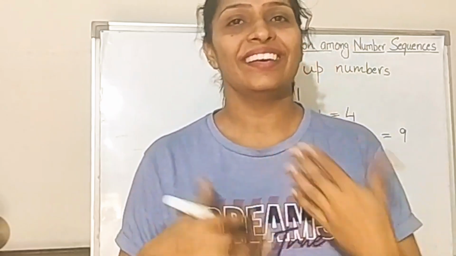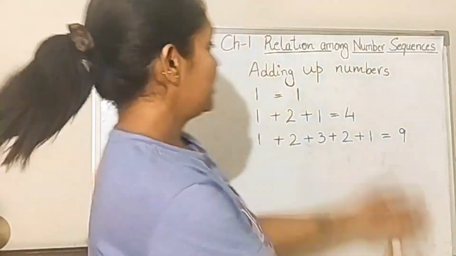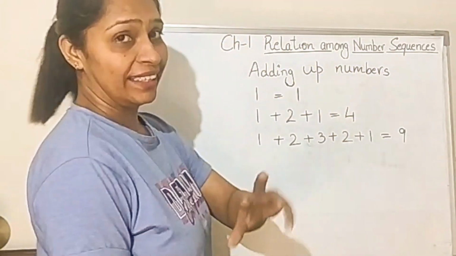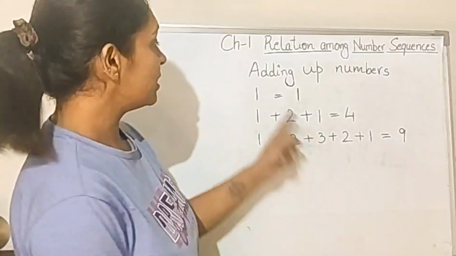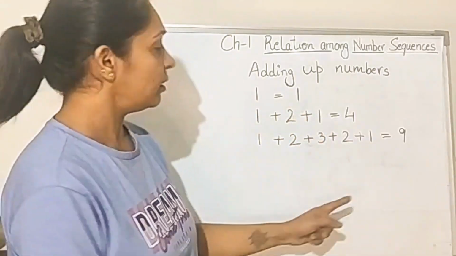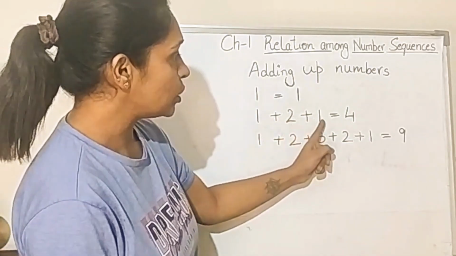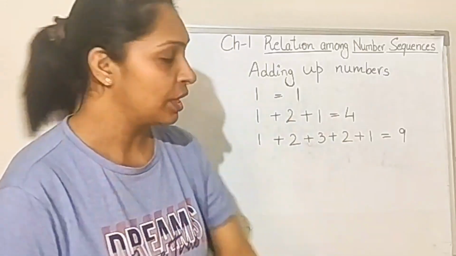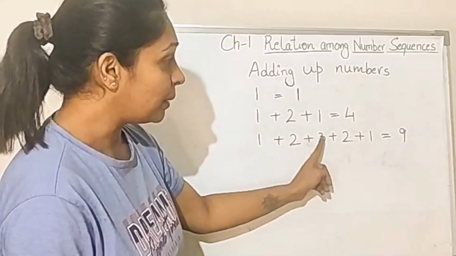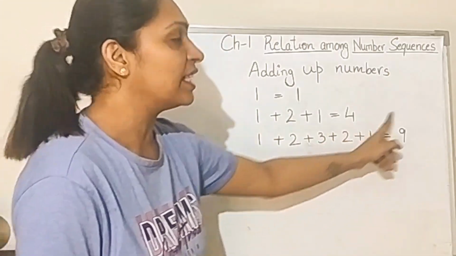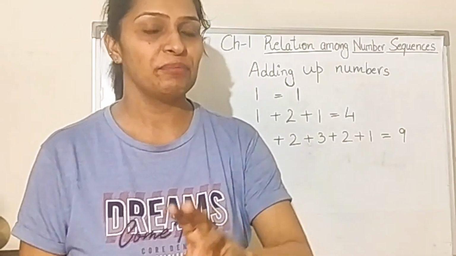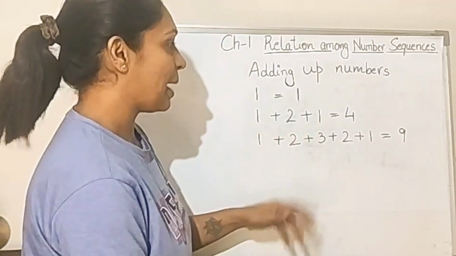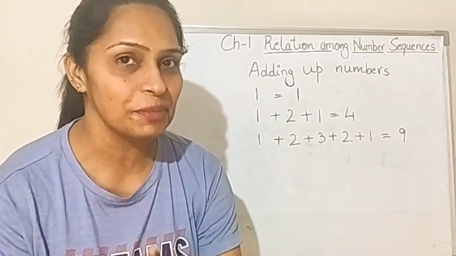Let's explore another sequence of numbers. Here you can see a pattern of another set of numbers. 1 can be written as just 1. 1 plus 2 plus 1 gets me 4. 1 plus 2 plus 3 plus 2 plus 1 gets me 9. I'm sure you have got the pattern. What is happening here? Can you guess the next pattern?